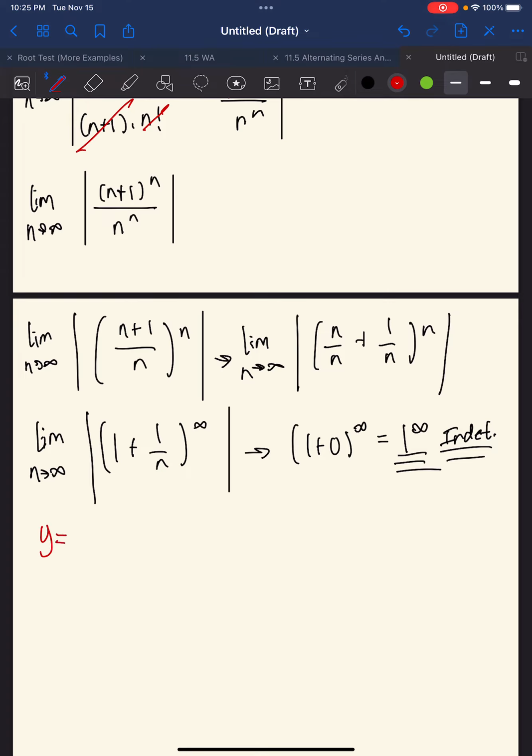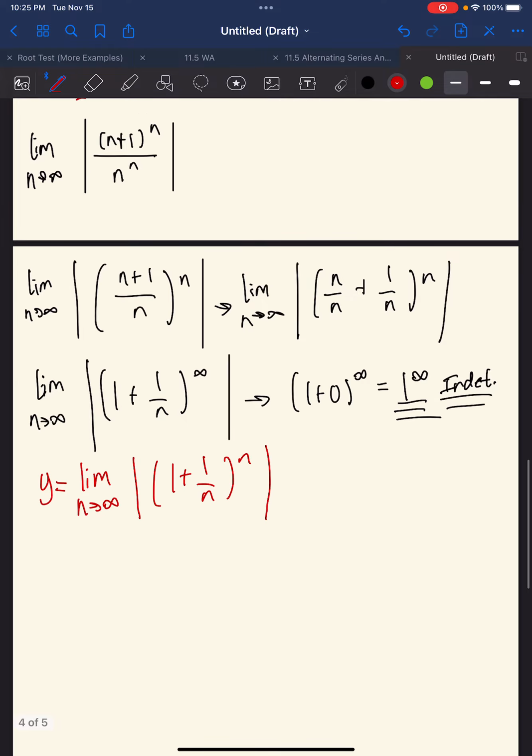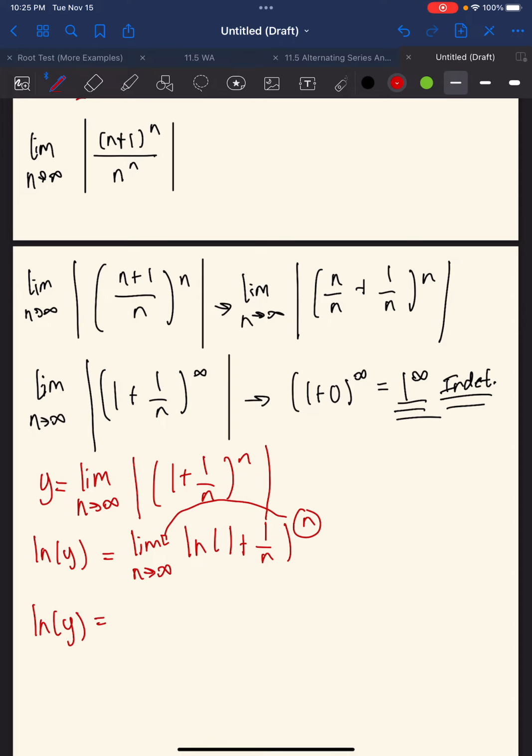So we're going to set y equal to the limit as n approaches infinity of the absolute value of (1 plus 1 over n) raised to the n. The next step is to take the natural log of both sides. Once you take the natural log, you can take this power and bring it out front. So ln y is equal to the limit as n approaches infinity of n times ln of 1 plus 1 over n.